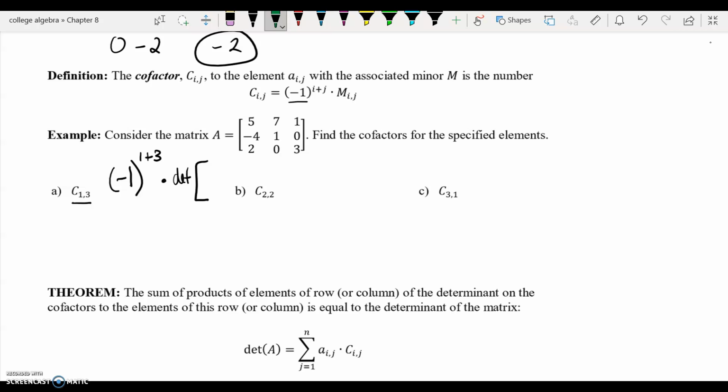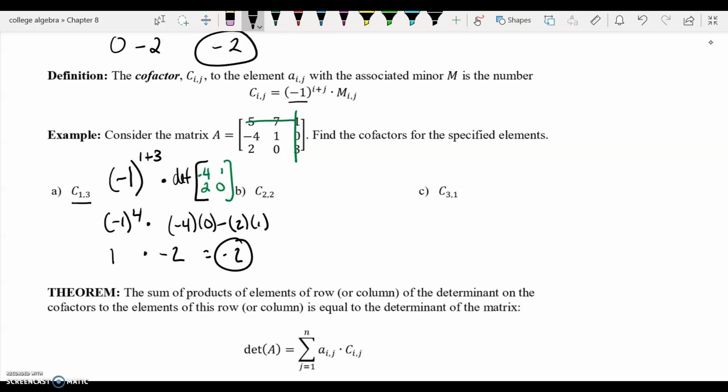So if I cross out the first row and the third column, this is what I have left. So this would be -1 to the 4th times the determinant of that. So I'm going to take -4 times 0 minus 2 times 1. This ends up being a +1 times -2. So you would get -2 as your cofactor.